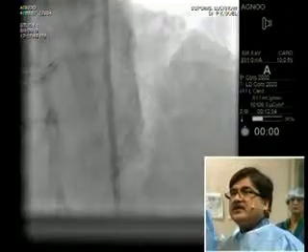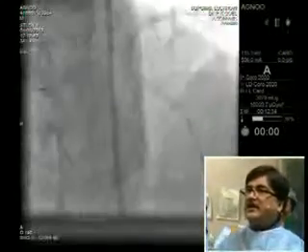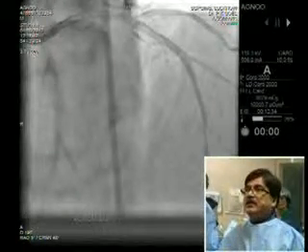Okay. What's this injection? Inject. Looks very nice. Yeah, the patient could benefit by another dilatation in the proximal segment. Okay, I think 3.0 by 9 NC.